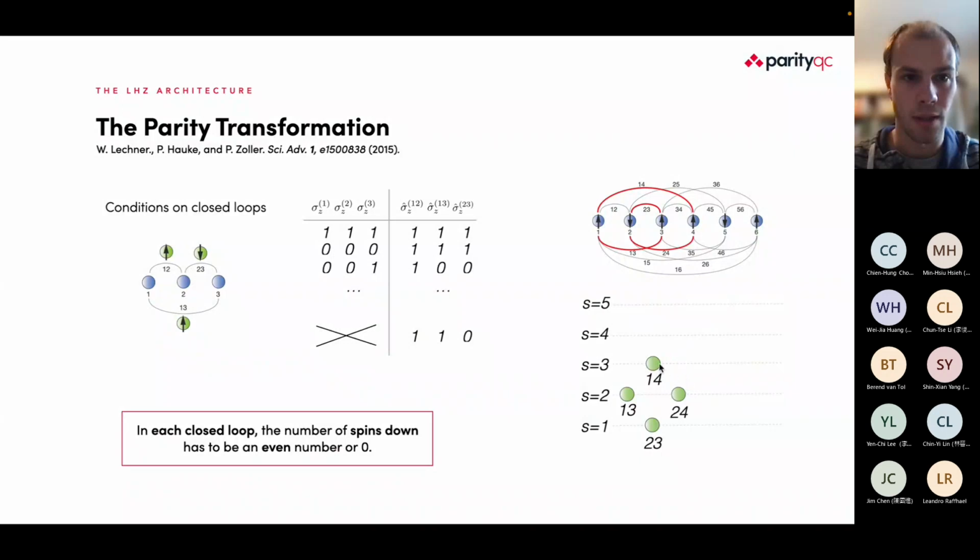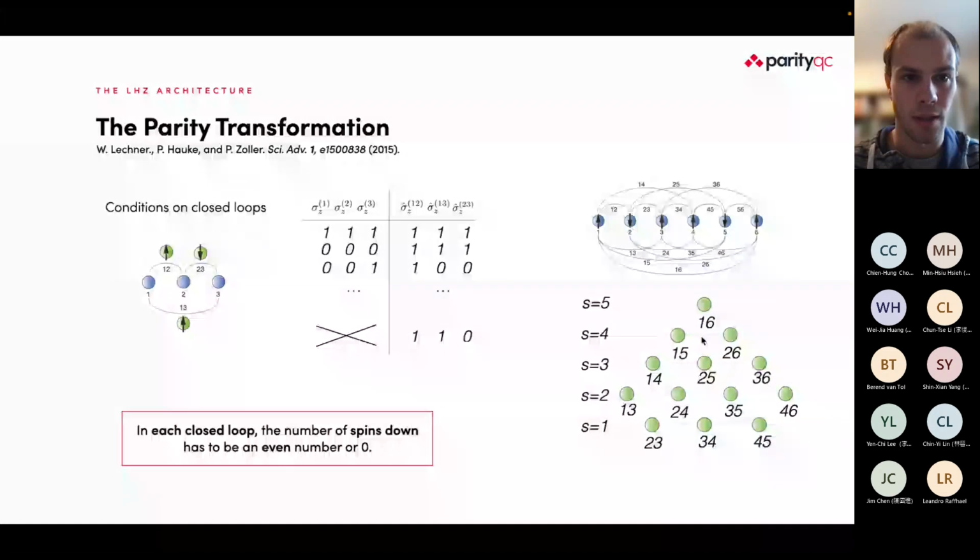And as you can see, these 4 qubits are now local on the chip, so we can implement this 4-body interaction that I showed you before locally, and we do not need long-range interaction. We can now continue this procedure to build up the whole LHZ architecture, and now we have n minus k plus 1 even constraints, so we fulfill the condition that the degrees of freedom are reduced.